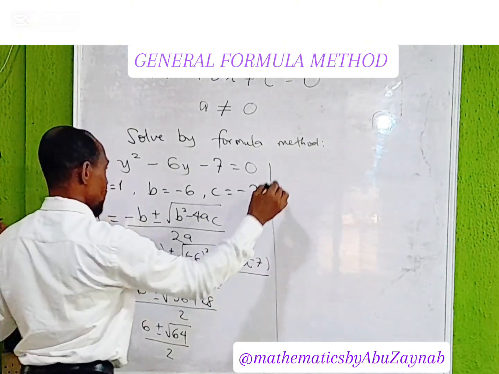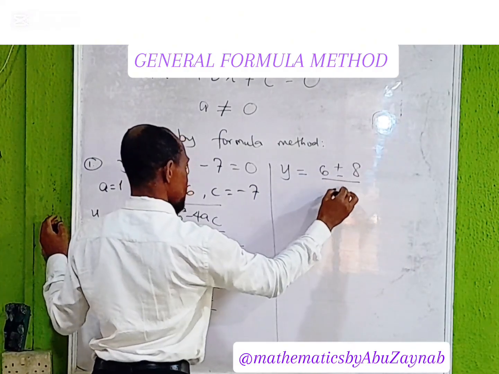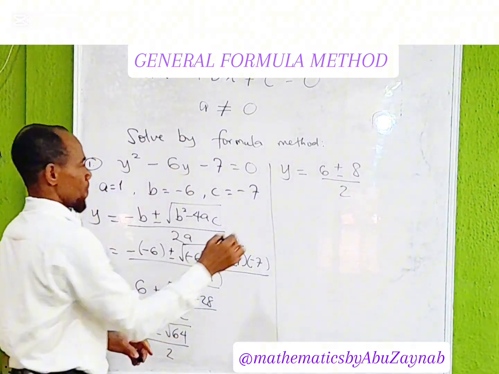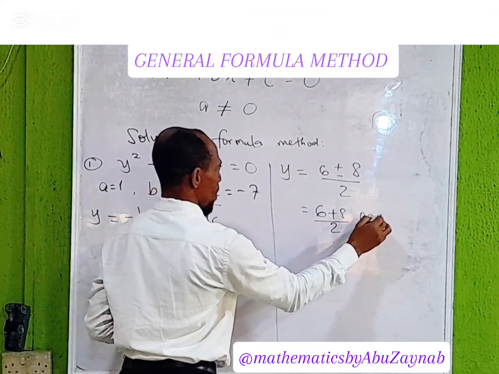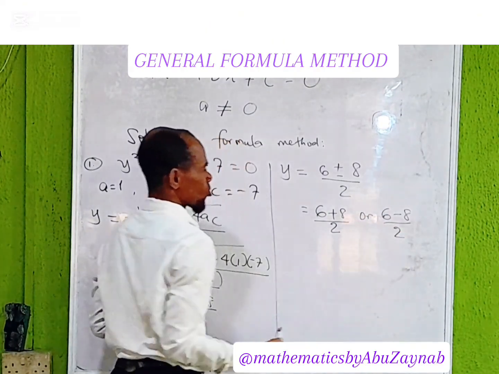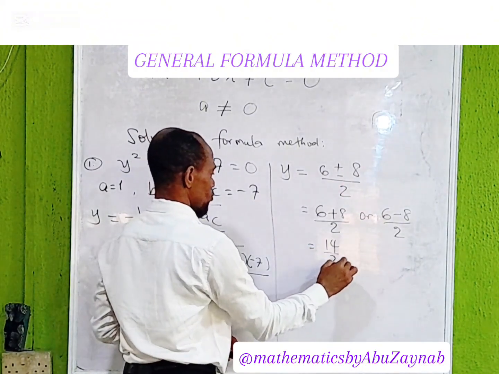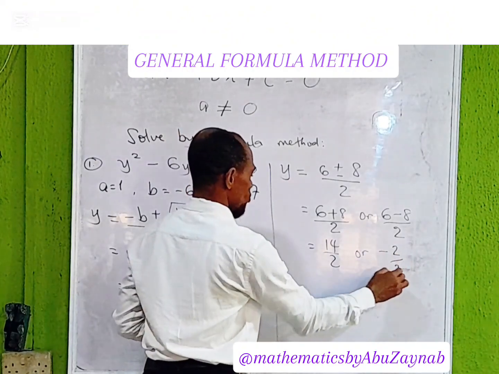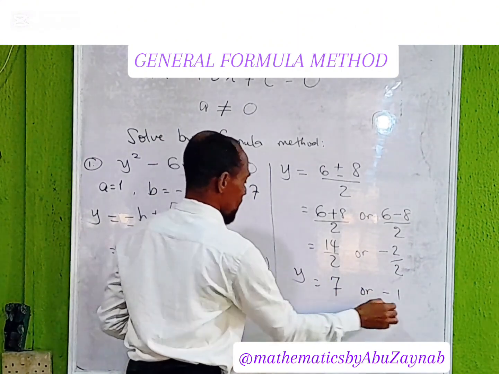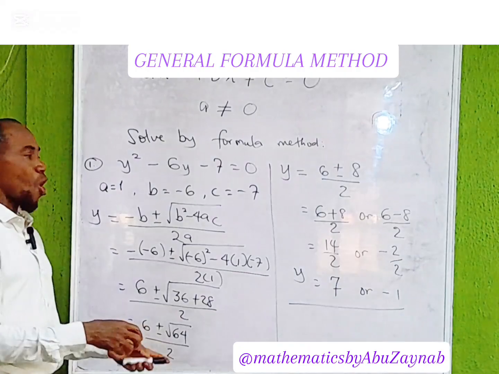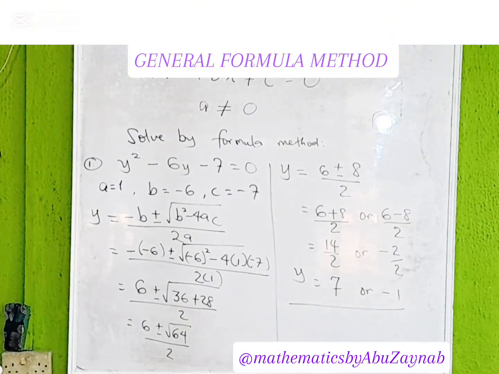So we still go on and have y equals 6 plus or minus root 64 is 8. And that is going to be separated now. 6 plus 8 over 2, or 6 minus 8 over 2. We simply separate the plus and minus. So 6 plus 8 is 14 over 2. 6 minus 8 is minus 2 over 2. Hence we have here 7 or minus 1. These are the roots or solutions of this quadratic equation, which I believe you found quite straightforward.